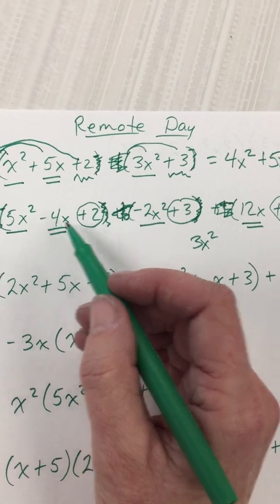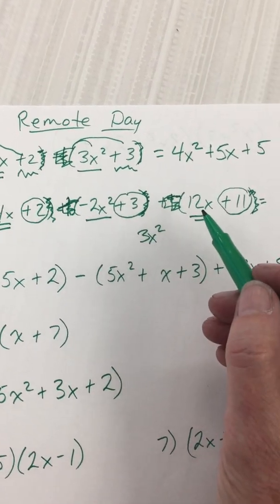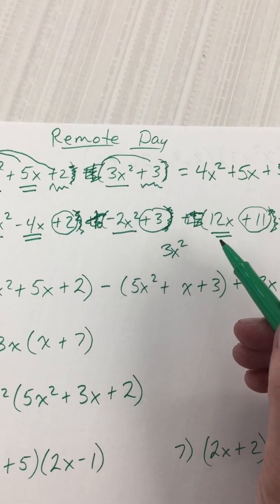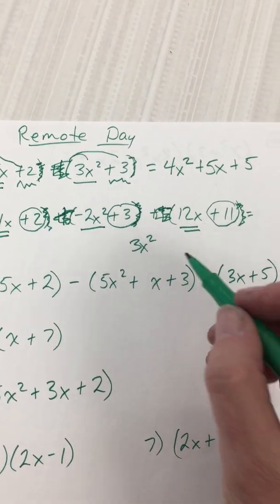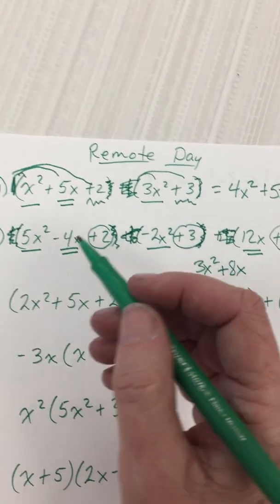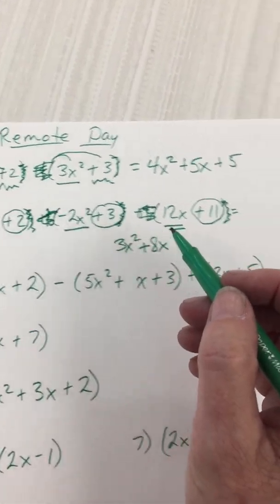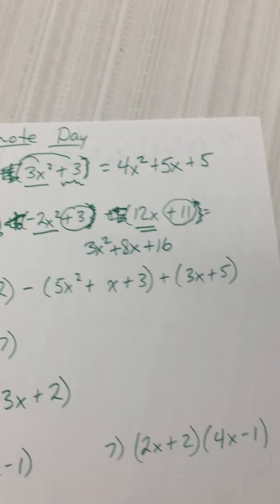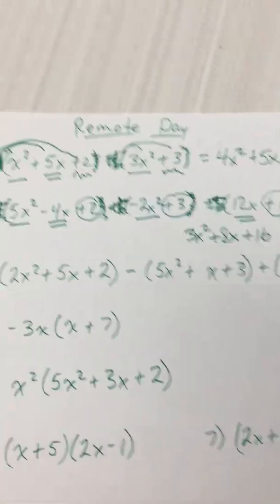I have a negative 4 and a positive 12. So negative 4 plus 12, you can put it in the calculator, or if you do it in your head, 4 of these kill 4 of those, so I've got a positive 8x left over. And then I need the constants. I have a 2 plus 3 is 5, and 5 plus 11 is 16. So there is my final answer on that one. Go find the answer that matches that.